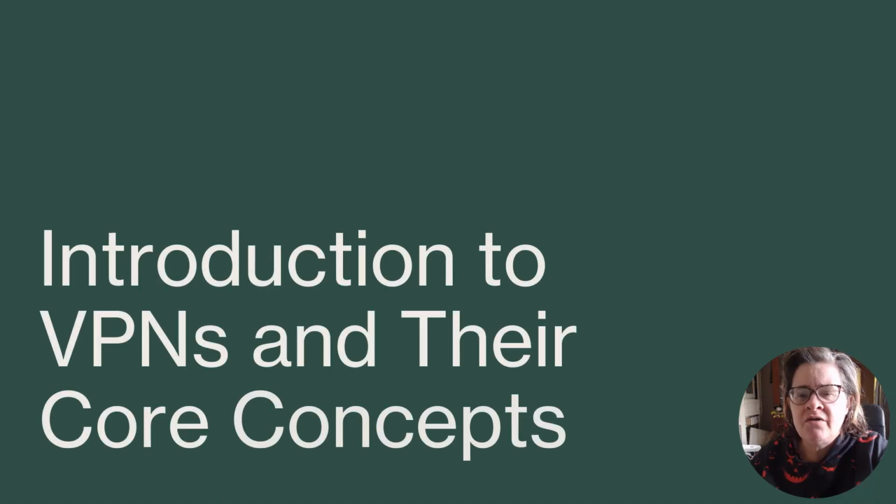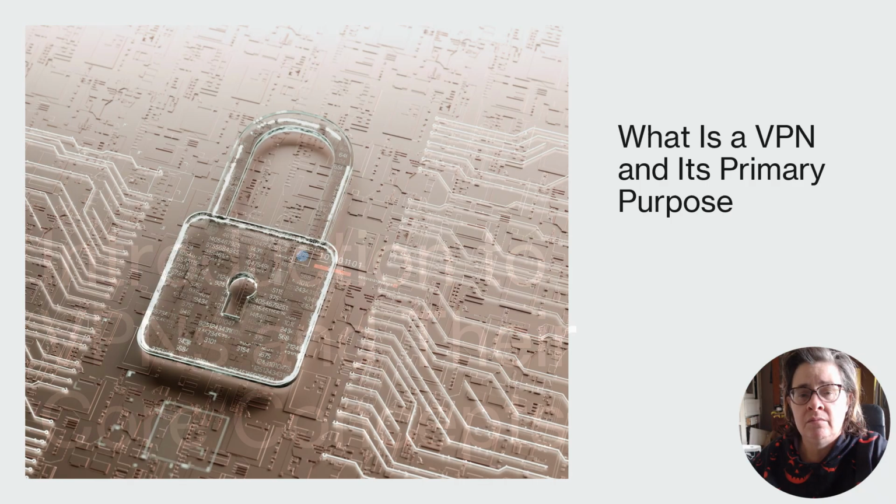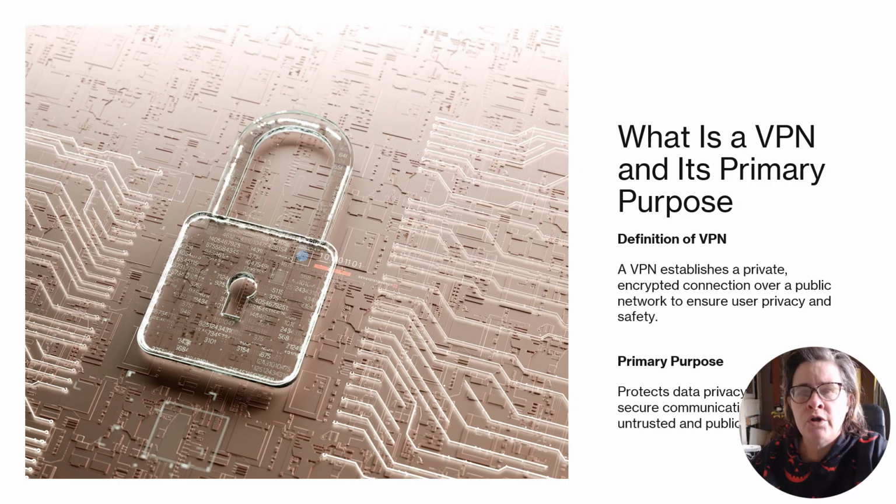The following section introduces what a VPN is, its main purposes, common use cases, and essential terminology such as tunneling, encryption, and protocols to help build foundational understanding for the rest of the presentation. A VPN, or virtual private network, creates a secure connection over a public network, allowing users to access resources privately and safely. Its primary purpose is to protect data privacy and enable secure communication across untrusted networks.